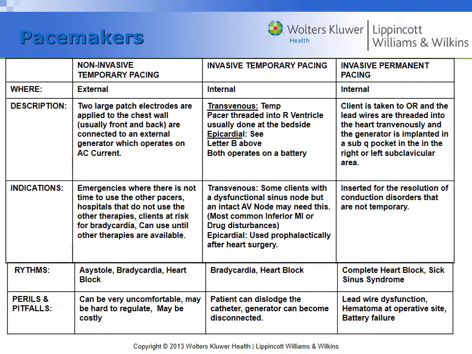The invasive permanent pacemaker is internal, and the client is taken to the OR and lead wires are threaded into the heart transvenously. The generator is implanted in the subcutaneous pocket of the right or left subclavicular area in the pectoralis major muscle. Indications for this type of pacemaker are conduction disorders that are not temporary. Most often, this includes complete heart block or third-degree heart block and sick sinus syndrome.